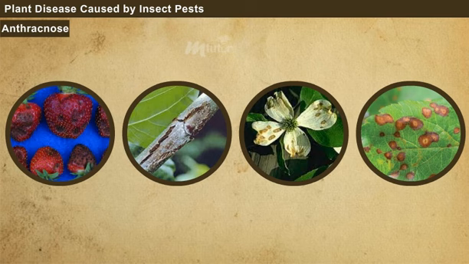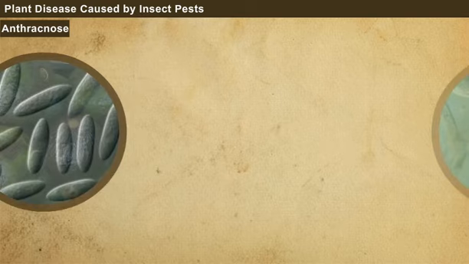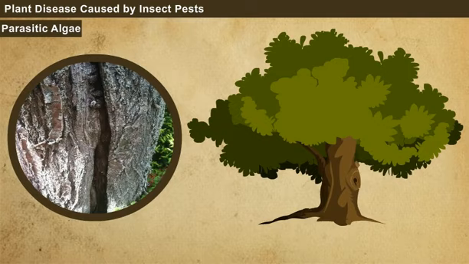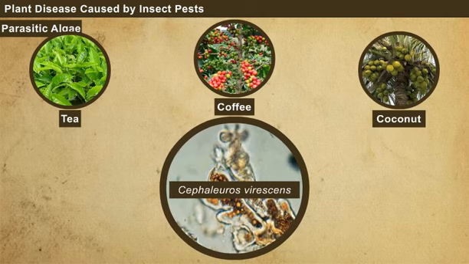Anthracnose. It is also a fungal disease that tends to attack the tissue of the plants. Anthracnose is commonly found in some regions of Guangdong and India. Some of the pathogens that cause anthracnose are Colletotrichum and Glomerella cingulata. Parasitic algae. This is a disease which causes loss of vigor in trees. It is commonly found in some regions of Australia. Cephaleuros virescens is one of the pathogens causing parasitic algae in plants and trees. Commonly infected plants are tea, coffee, and coconut.